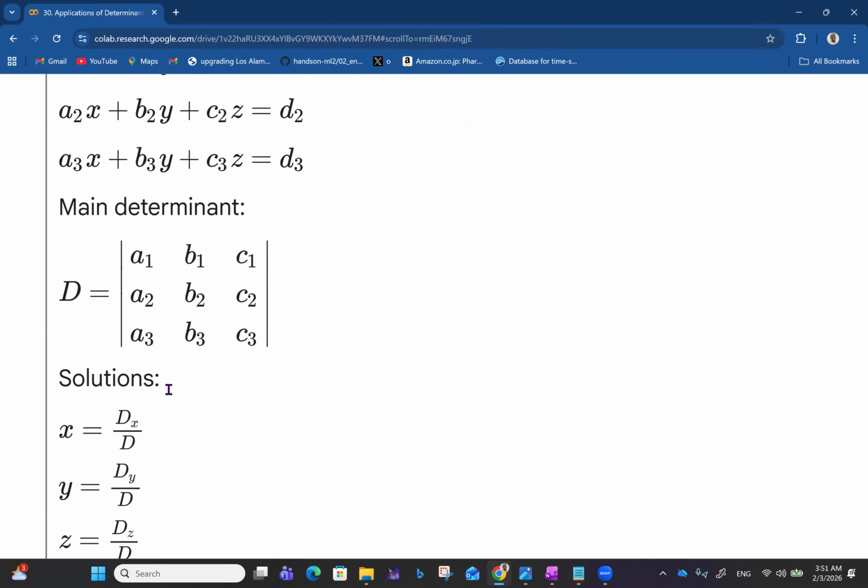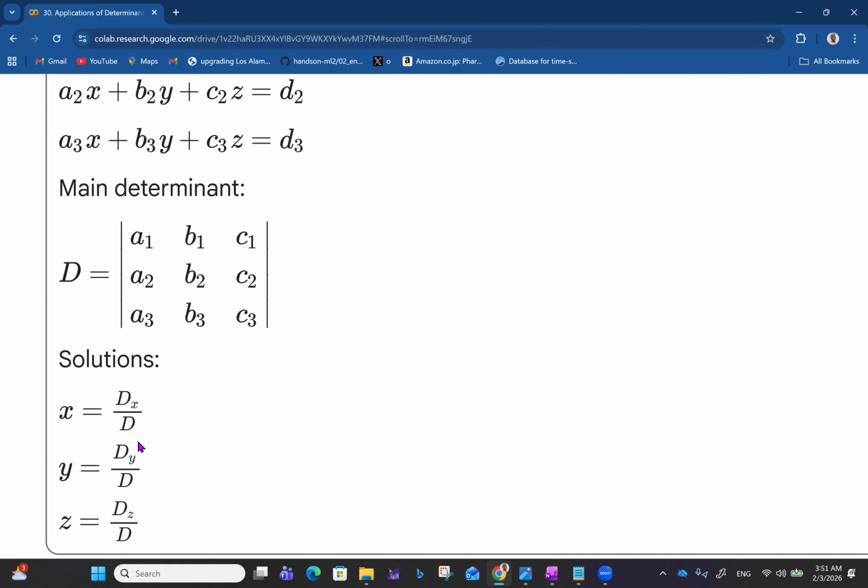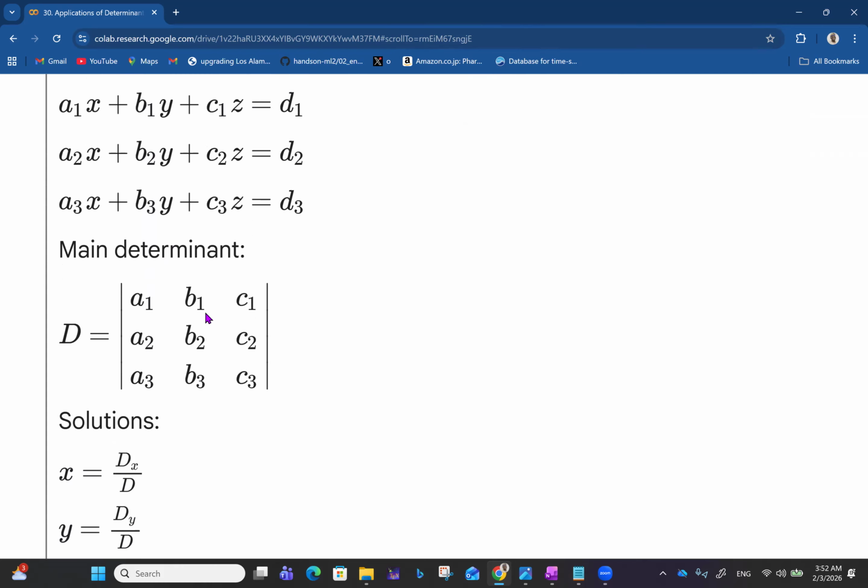So the main determinant will just be a1, b1, c1, a2, b2, c2, a3, b3, c3, these coefficients now. So the solutions now will be x equals dx over d, y is dy over d, z is dz over d. And of course, we first of all find this determinant, that's d. Then for the other ones, to find dx, you put a1, a2, a3 to replace this, and then all these other ones remain.